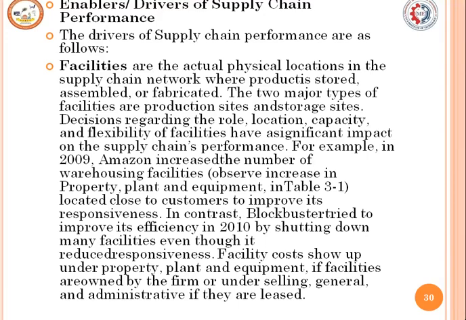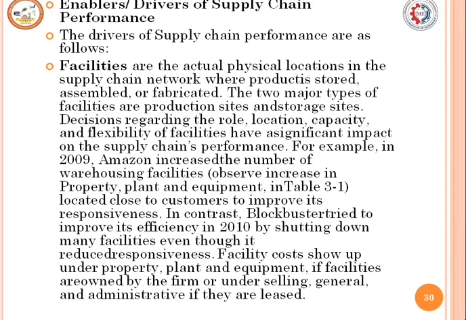Everyone, in this video, we'll be discussing the enablers and drivers of supply chain performance. So, what are the enablers and drivers of supply chain? The first one is the facility. The best example we take is that in facilities there are two major types: production sites and storage sites. Decisions regarding the role, location, capacity, and flexibility of facilities have a significant impact on supply chain performance.